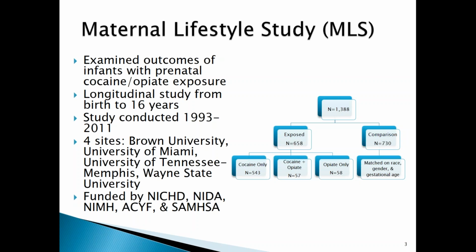These are split into 658 that were cocaine or opiate exposed, and then a comparison group of 730. A question people often have is, why do those numbers not match? It had to do with the study design and the fact that they could replenish the comparison group but not the exposure group. So that's why those don't match. Among the exposed group, most of those were exposed to cocaine only, 543. There were 57 with cocaine and opiate exposure, and then 58 that were opiate only. And that comparison group was matched on race, gender, and gestational age.